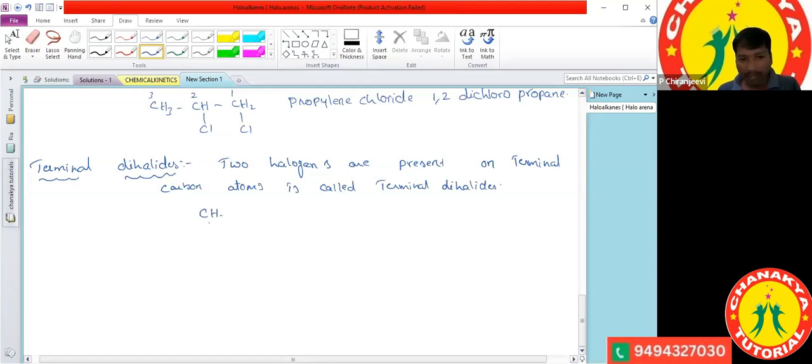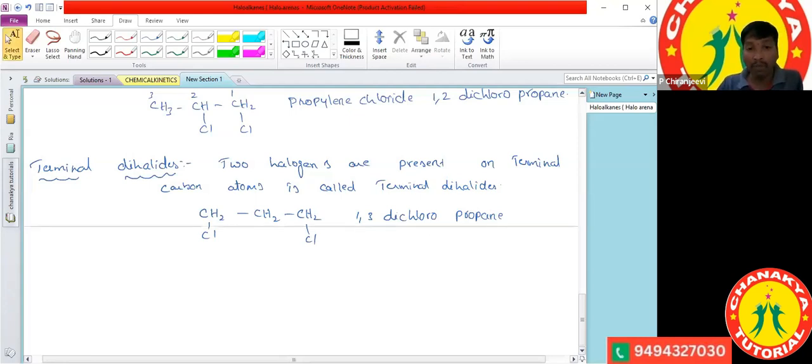What are the examples for this one? For example, CH2Cl-CH2-CH2Cl. This one is called a terminal dihalide. If you see, the halogens are present on terminal carbon atoms here. So what is the name of this one? 1,3-dichloropropane. Okay, clear?